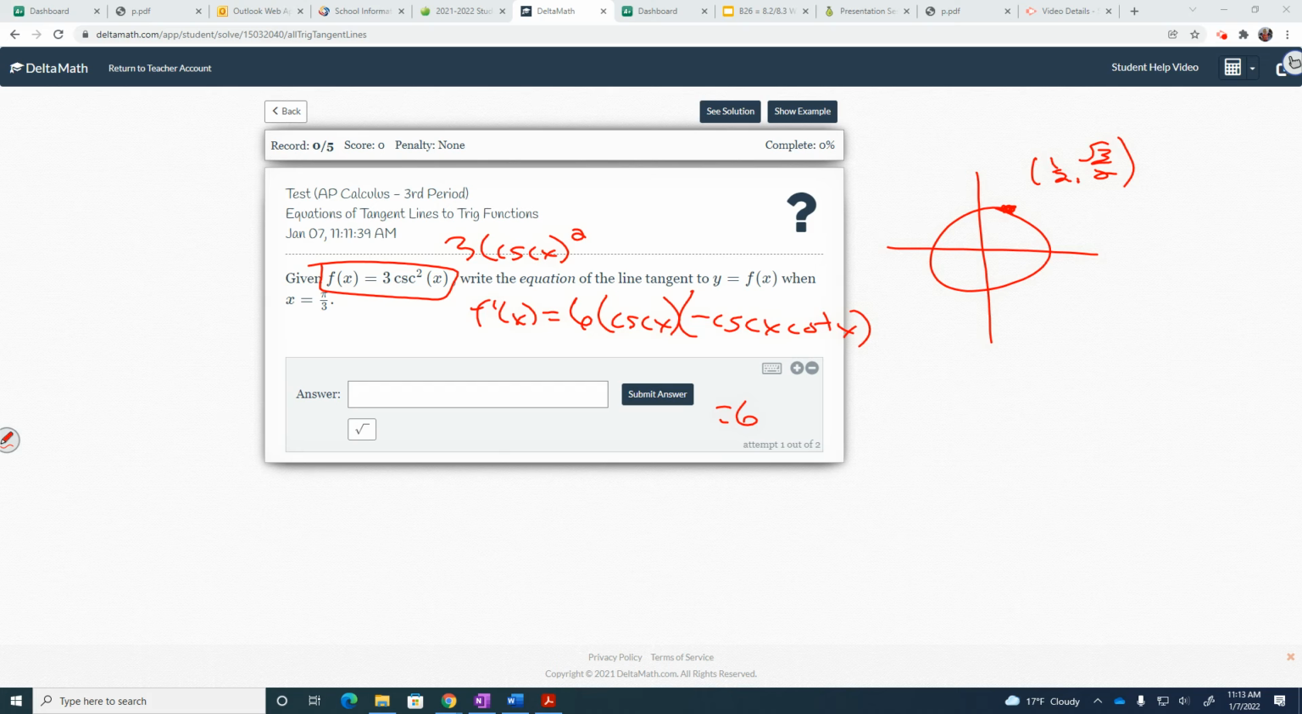You might also need to think about cosecant matches with sine, right? So sine is y, so it's 1 over the y coordinate right here, 2. And since we have this twice, we could actually just square it. Right? We do have a negative in front. And then for cotangent, that is going to be the x over the y. So 1/2 over 3 over 2.